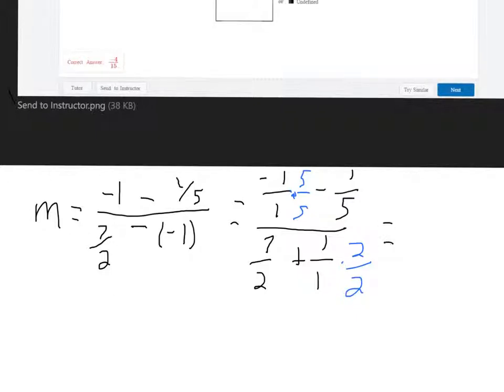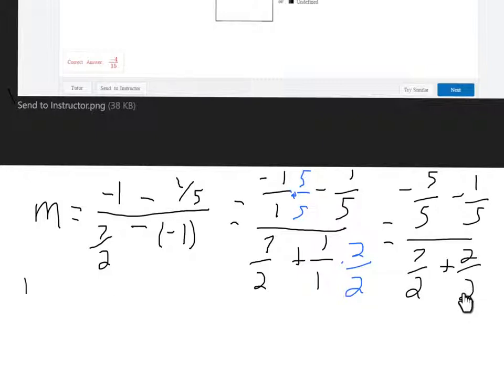And so this will be minus 5/5 minus 1/5 over 7/2 plus 2/2. If you study this over, 2/2 is the same as the 1, and then -5/5, same as the -1 we had back here. So now I have a common denominator. I can just combine the numerators and place that over the common denominator. So I have -5 minus 1. That'll become a -6.